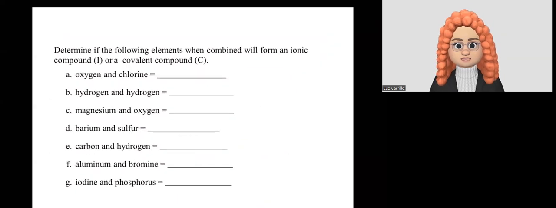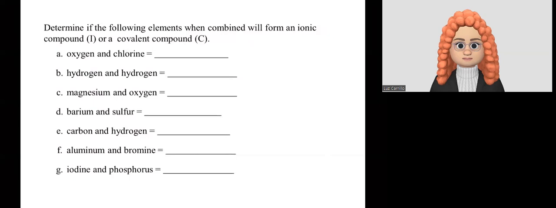Let's practice trying to determine if a particular combination of elements is going to form an ionic compound or a covalent compound. In order to do this, I'm going to do the first 4 problems illustrated in the following slide. So we are going to do A, B, C, and D. It is essential that you know how to determine if a particular element is a metal, a non-metal, or a metalloid. So as we proceed, I am going to classify these elements in those groups.